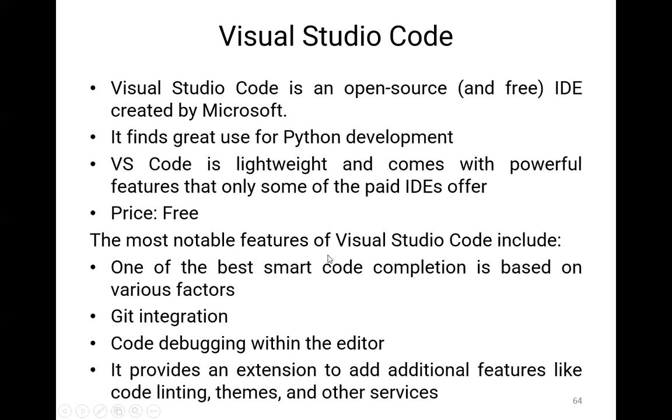Now the notable features of this VS Code are, it is one of the best smart code completion. Okay, then Git integration. So you understand GitHub, right? For your projects, code debugging within the editor. Okay, and it provides an extension to add additional features like code linting, themes, and other services. So you can also explore this along with PyCharm. So I can suggest PyCharm number 1. Number 2, you can go with this VS Code.